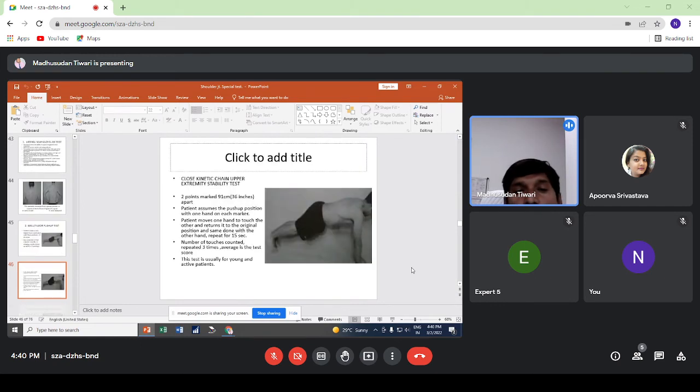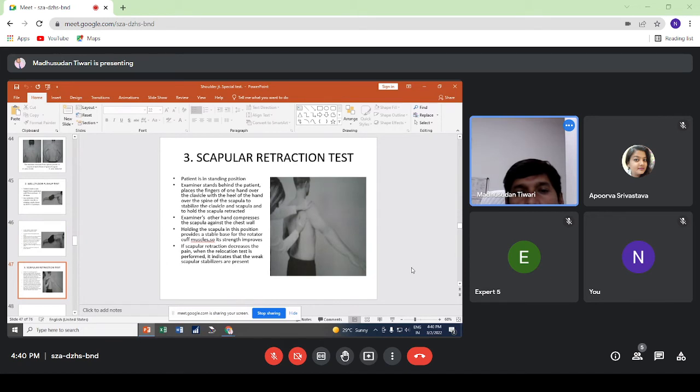So these are the two tests. A scapular retraction test we can also do. The patient is in a standing position. The examiner stands behind the patient and places the fingers of one hand over the clavicle, with the heel of the other hand over the spine of the scapula to stabilize the clavicle and scapula, and holds the scapula retracted.